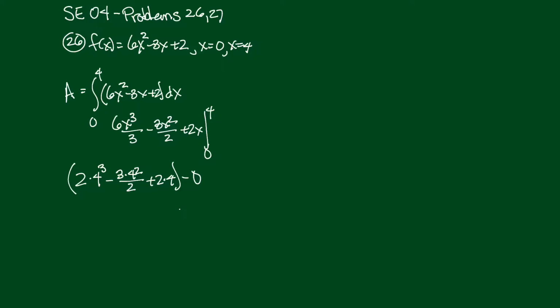We're going to get 4 cubed is 64 times 2 is 128 minus, now 4 squared is 16. 16 divided by 2 is 8, and times 3 is 24, and then plus 8. And I computed that to be 112. So there's 112 square units bounded by that curve and those lines and the x-axis.